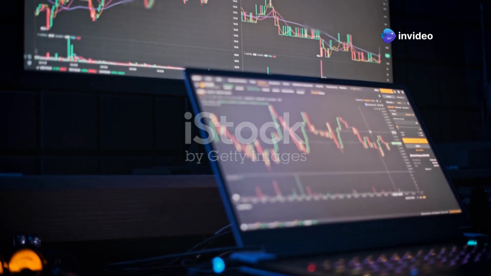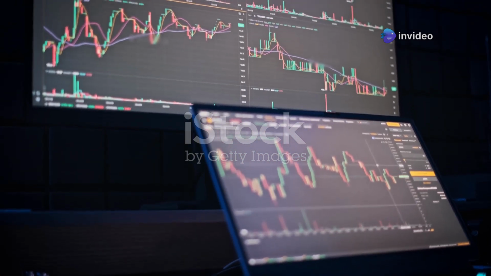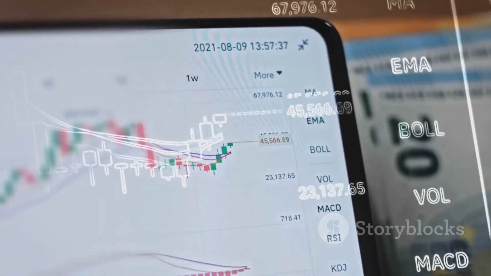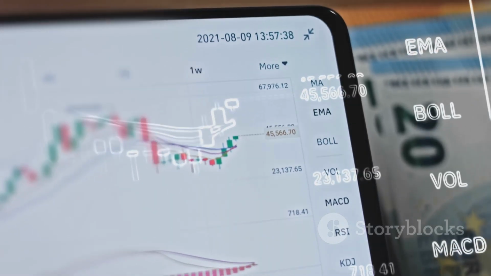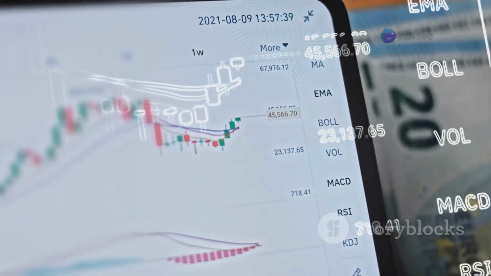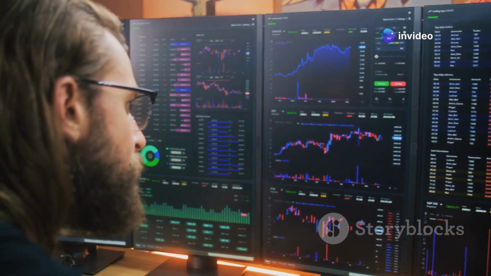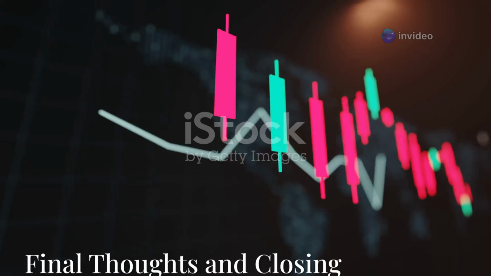Bollinger Bands are used across asset classes, stocks, Forex, crypto, commodities. Many platforms like TradingView, MetaTrader, and others offer Bollinger Bands as a standard indicator. Experiment with different settings. Some traders use 10 or 50 period SMAs depending on their strategy and time frame.